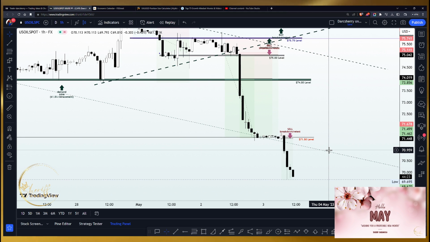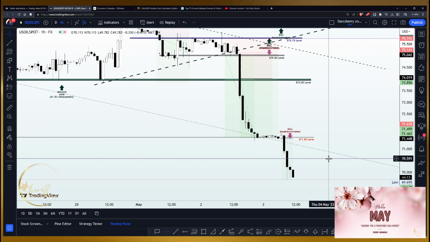So at this point in time, for those who still have a sell position running, I would advise that you move your stop loss right now to secure the current sell position. And at this point, anywhere above the $70.50 level seems most appropriate to lock in your profit right now.